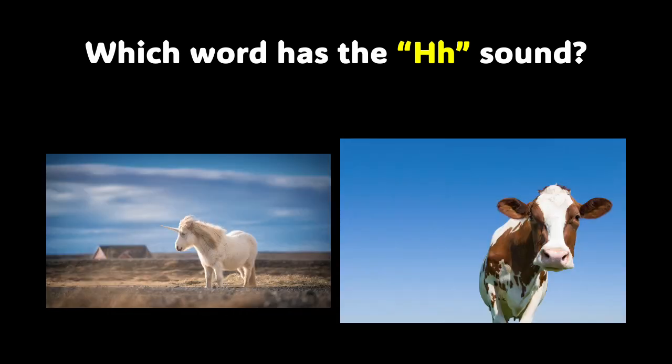Look at the pictures of these 2 animals. Which word has the H sound for an animal that you see on the screen? You got it right again. It was horse. Horse has the H sound. Cow has the hard C sound. And you can go back and you can watch a video on this channel on the C sound.